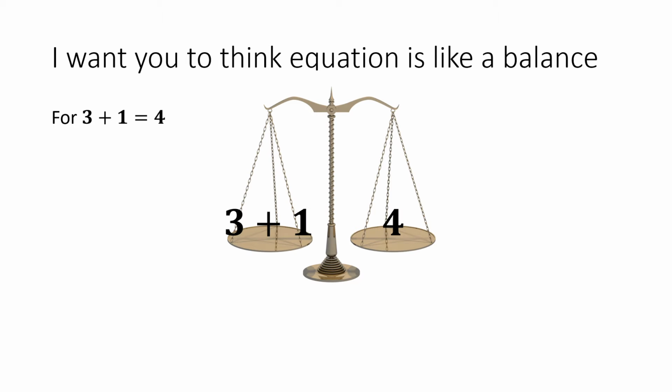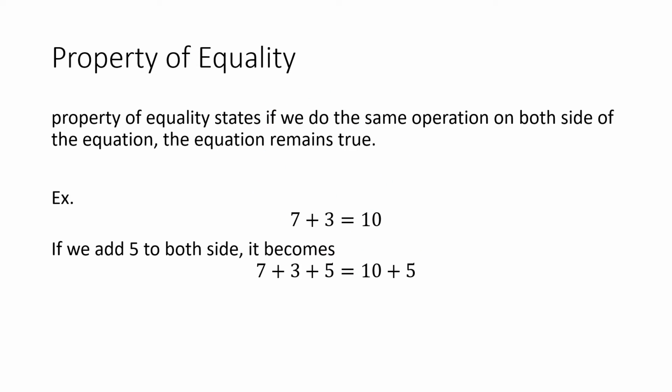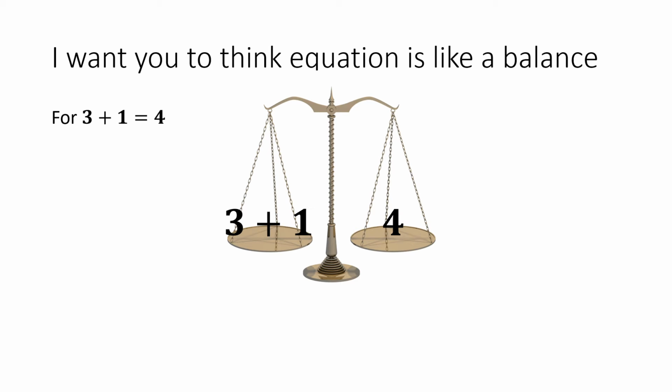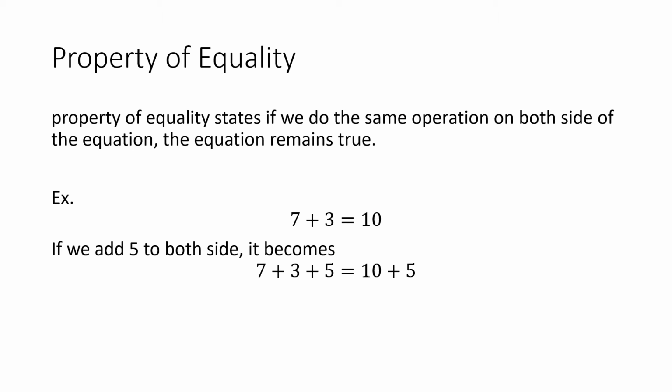Now think of an equation like you think of a balance scale. 3 plus 1 is equal to 4. If you put that on a scale, 3 plus 1 will be on the left side of the scale and 4 will be on the right side of the scale. Why does that matter? Well, because it relates to a property called the property of equality. The property of equality states that if we do the same operation, whether we add, subtract, multiply, or divide, on both sides, the equation remains true.